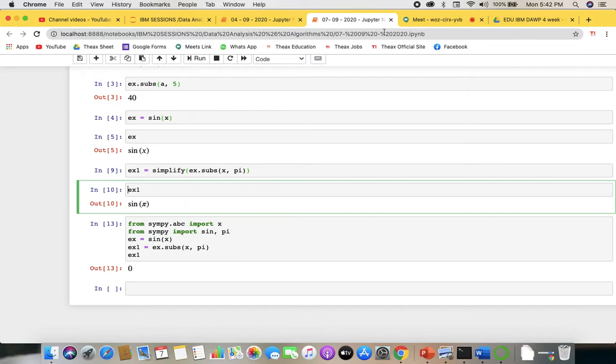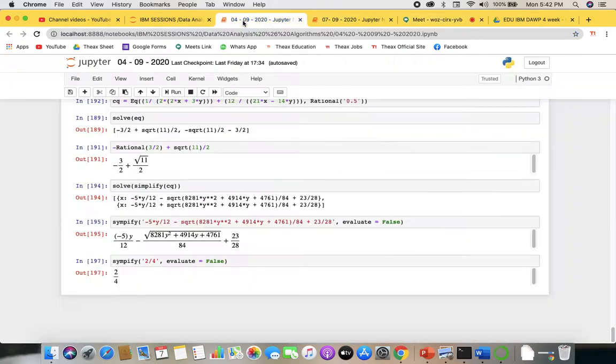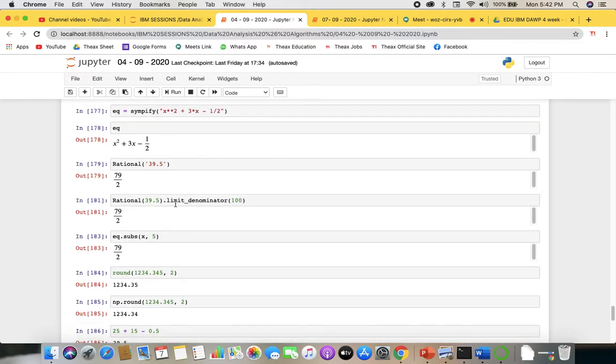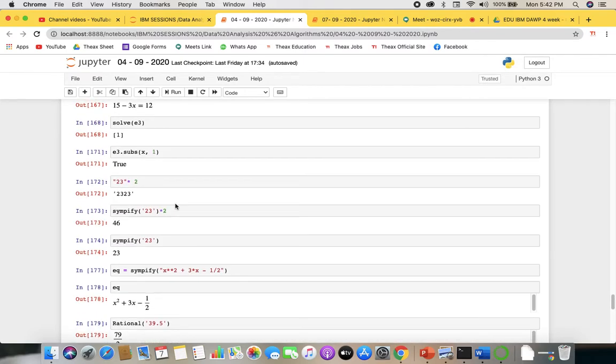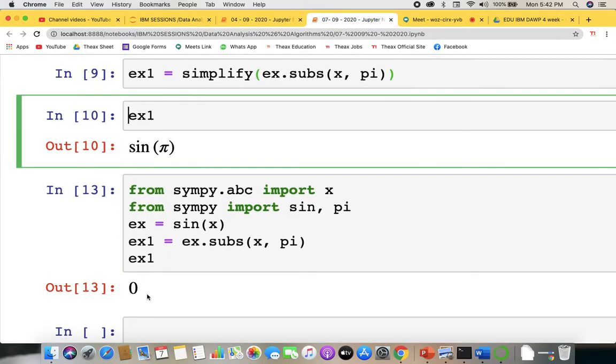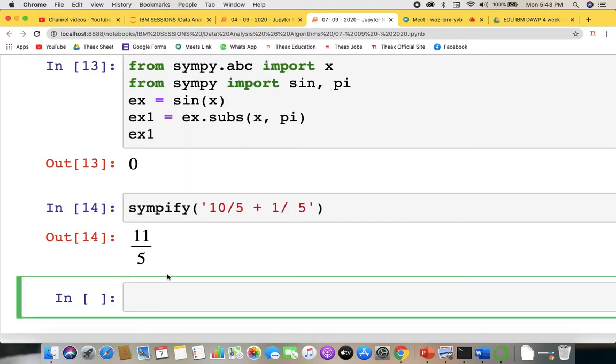Now, we did the last topic, simplify. If we just want to write an equation and don't want to simplify it, don't want to evaluate it, we can use the simplify method. So if I write one equation there, like simplify, what's the value? 11 by 5.